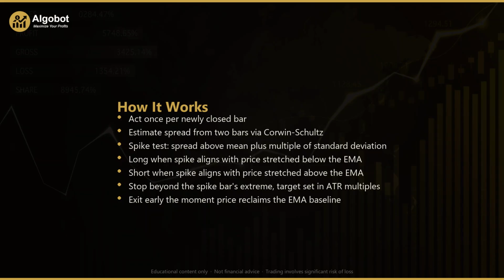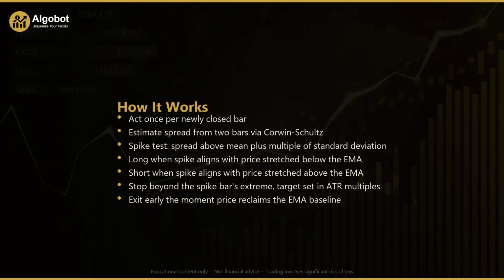The strategy also measures how far price has stretched from the EMA baseline, and it expresses that distance in units of average true range. By default, price must be stretched at least 1.5 times the ATR away from the baseline. For a long, two things must align on the closed bar. The estimated spread must spike, and the close must sit at least that stretch distance below the EMA. When both are true, the strategy signals a buy at the ask price.